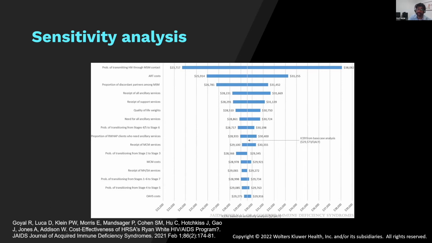So what does that mean? It means tweaking the different parameters underlying the model. And we see that the model is quite sensitive to a number of different things, but the top two are the cost of treatment, as well as the increased probability of transmission for an MSM contact versus a heterosexual contact. So when we vary those parameters, we can see the range of anticipated ICERs for the program.